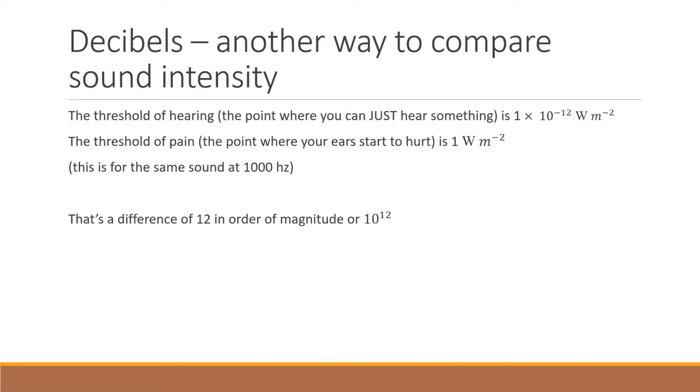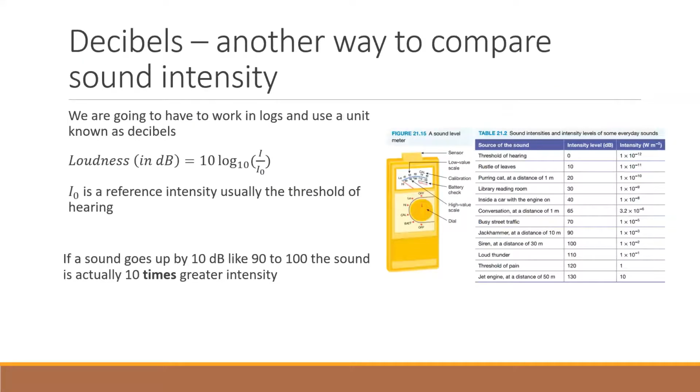The difference between this and this is a whole 12 units of magnitude, or 10 to the 12 times louder. That's actually a really big value. We're not talking about double, we're talking about 10 to the 12. We're talking about multiplying by 10, 12 times. Because this is such a big difference, we tend not to use watts per meter squared. What people prefer to use is decibels. The reason we like to use decibels is because they are a log-based unit.